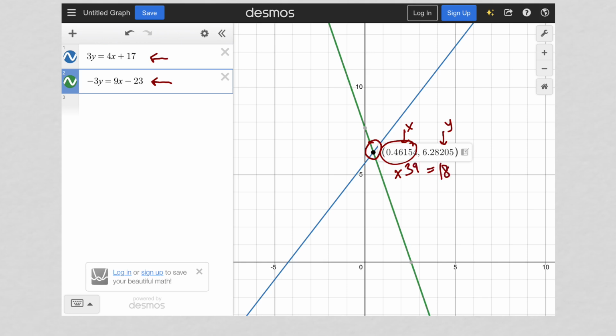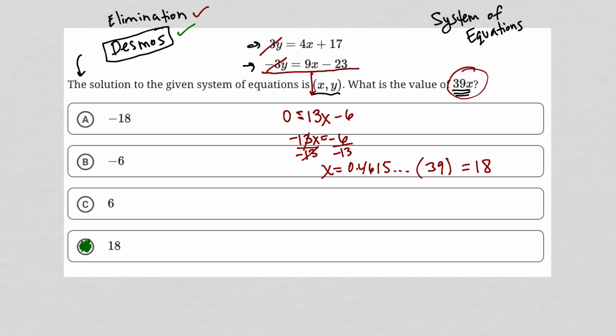So I think it's much more straightforward to do it that way. Less likely that you make any error, any simple math error like adding or subtracting incorrectly. So again, we get to our same answer. Our answer is 18, and we like choice D here.